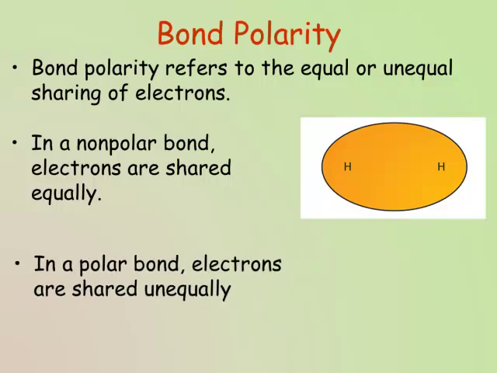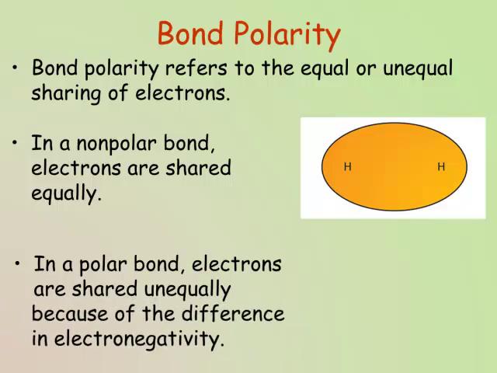In a polar covalent bond, electrons are not shared equally. Why would two atoms not share their electrons equally? What's the name of the property of an atom that describes its pull on bonding electrons? That would be electronegativity. When two different nonmetals bond, one element is more electronegative than the other. The more electronegative element pulls harder on those bonding electrons. So the electrons are shared, but not equally. Any covalent bond between two different nonmetals is polar.